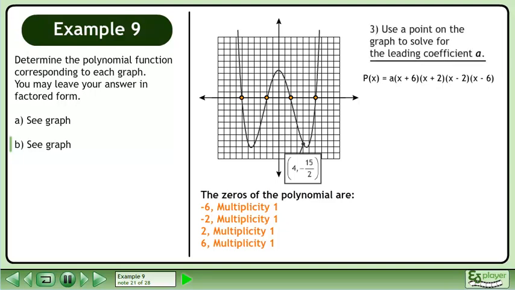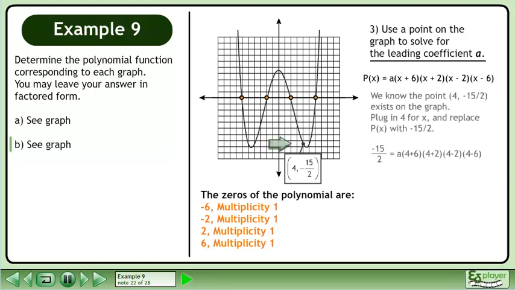Now use a point on the graph to solve for the leading coefficient a. We know the point 4, negative 15 over 2 exists on the graph. Plug in 4 for x and negative 15 over 2 for p of x. This gives us the equation negative 15 over 2 equals a times 4 plus 6 times 4 plus 2 times 4 minus 2 times 4 minus 6.